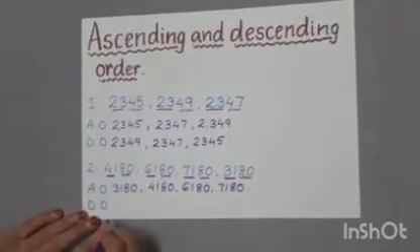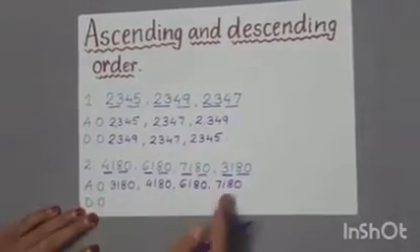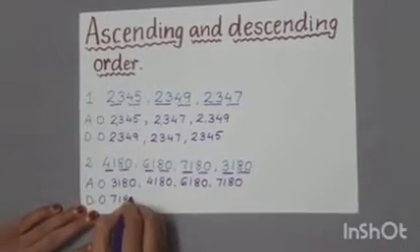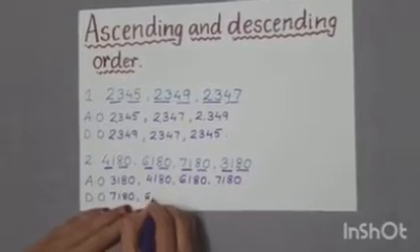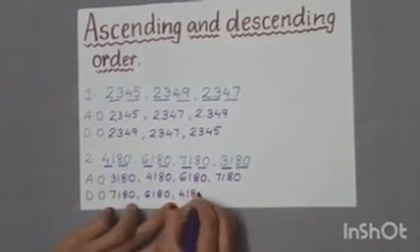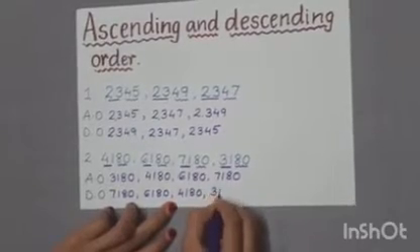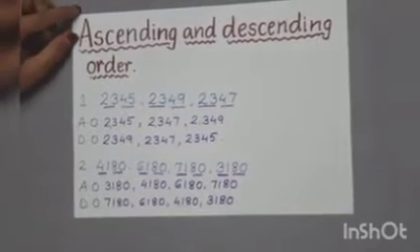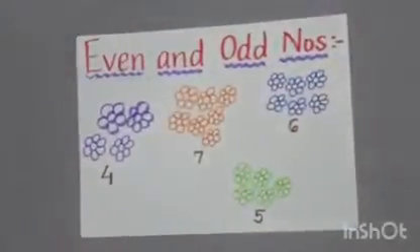How to do descending order? Bigger number will come first. So let's reverse and write it, make it easier. 7180, 6180, 4180 and 3180. Isn't it interesting, children? So now next we have is the concept of even and odd numbers.